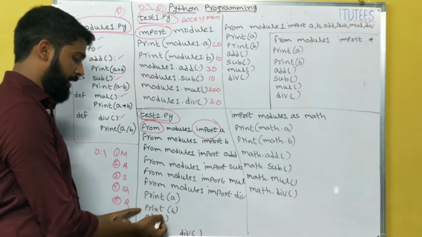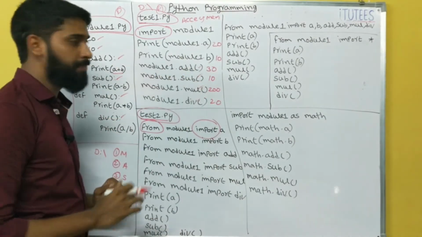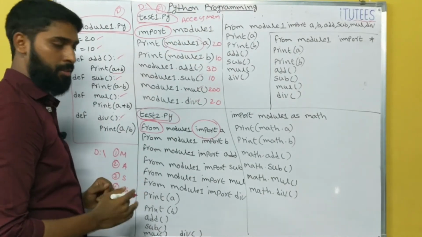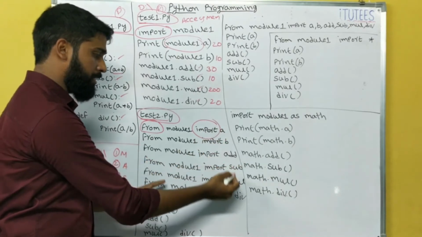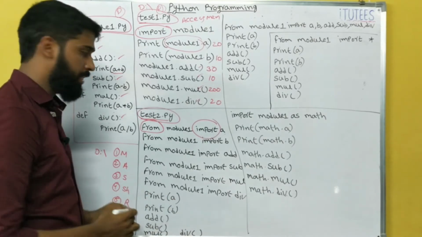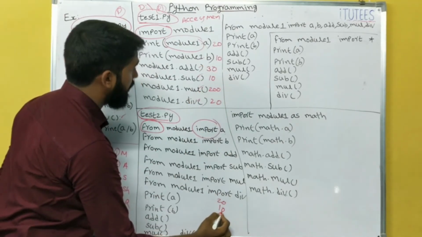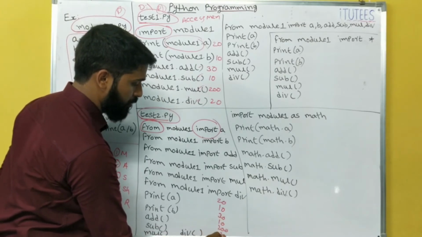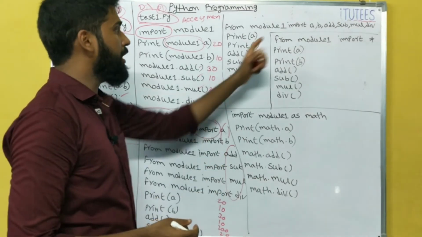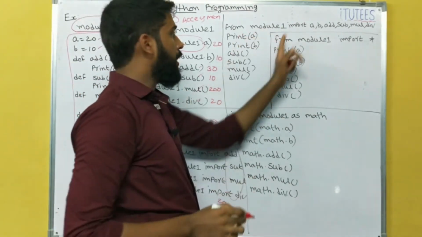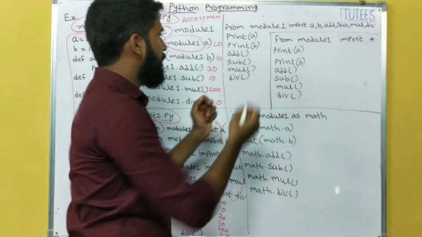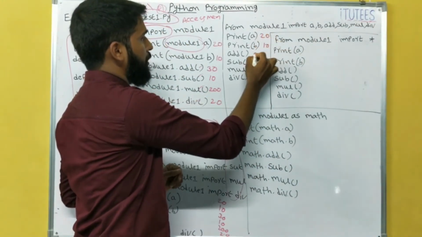Now I simply call print A, print B. So what is the difference between these two? In this I access A with the help of the module name, module1.a. But here I can import all the members and functions into the program, so I can directly access A, B, addition, subtraction, multiplication, division. It gives the same output: 20, 10, 30, 10, 200, 2.0. I can import the required members and functions in a single line also. How? From module1 import A, B, add, subtraction, multiplication, division. Same thing, we are getting the same output.